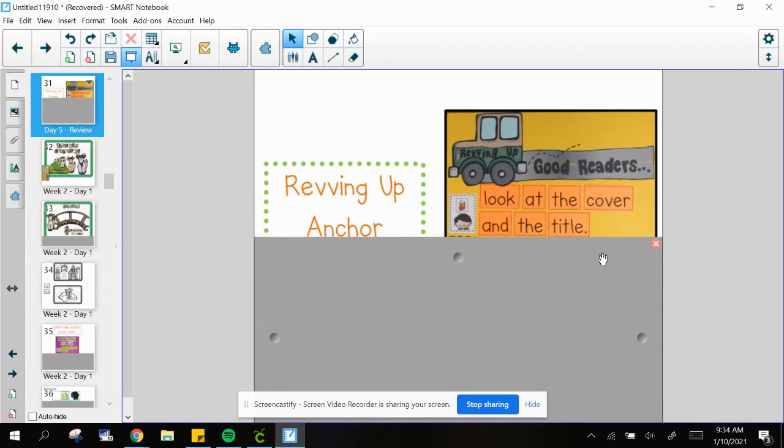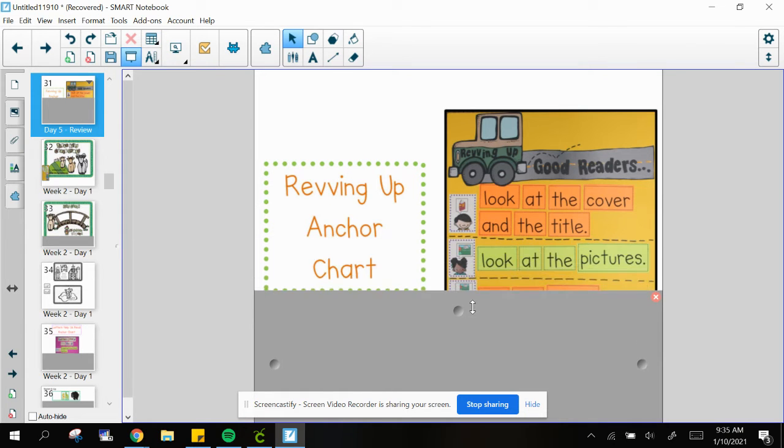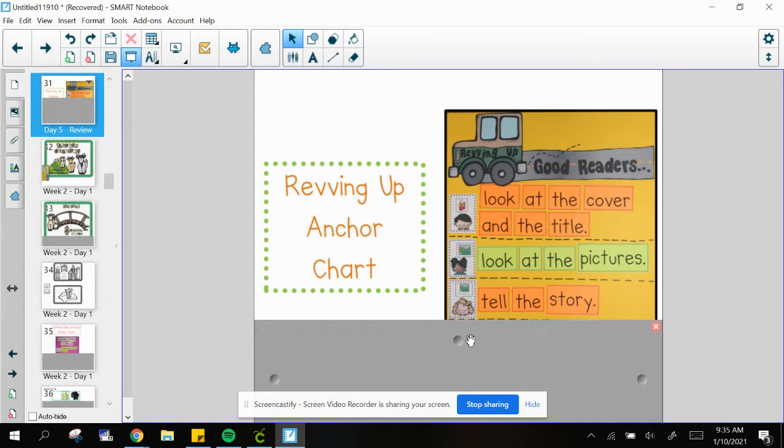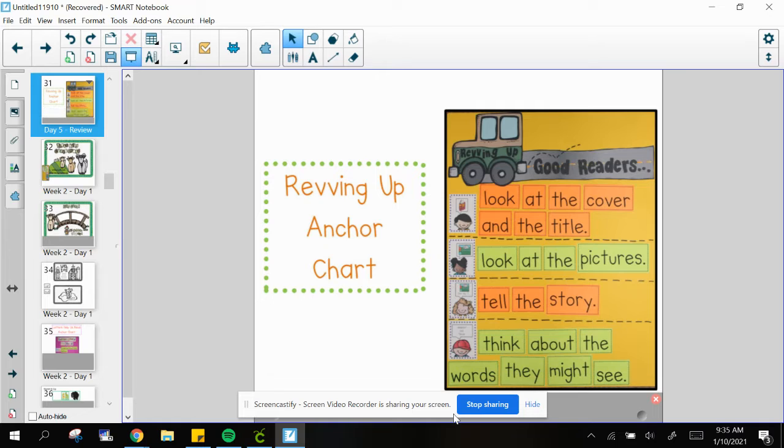Friends, last week we talked about how we need to get our minds ready to read a story, right? And we learned a whole bunch of different strategies. We learned to look at the cover and the title to think about what we might see in the story. We learned how to take a picture walk. We learned how to tell the story on our own. And then at the end of last week, we learned how to look at the pages of a story and think about what words we might see in it.